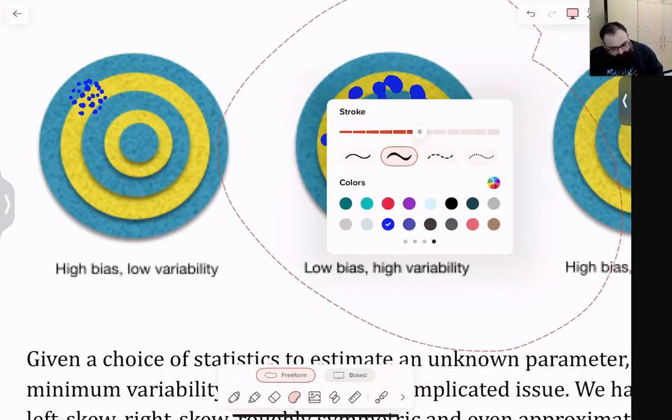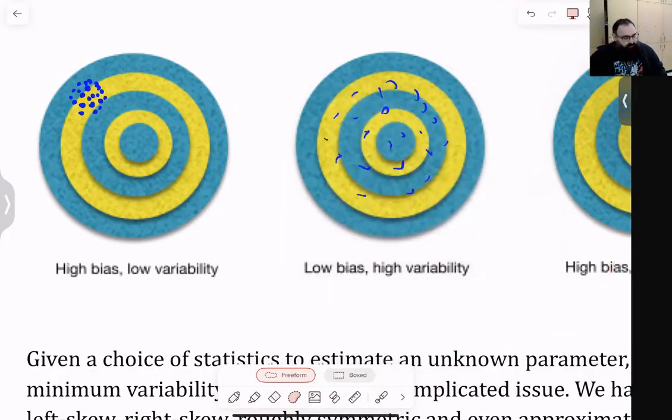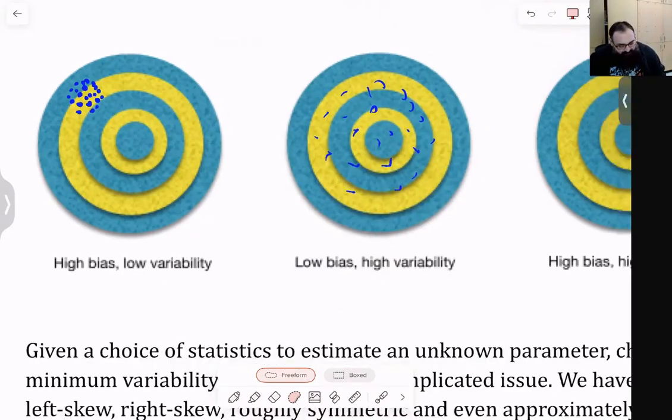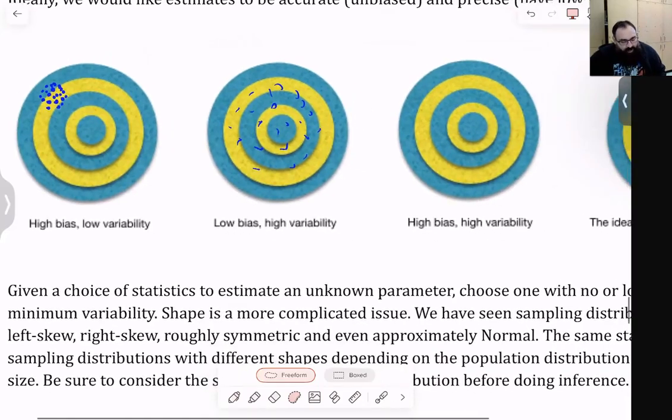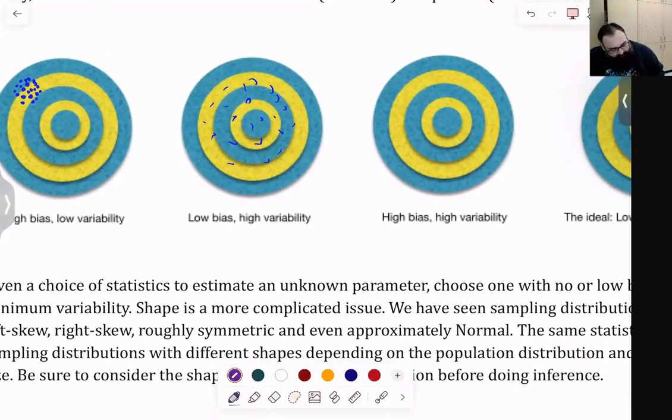Let me make these a little bit smaller. Does that kind of make sense? And then high bias, high variability. What's that going to look like?